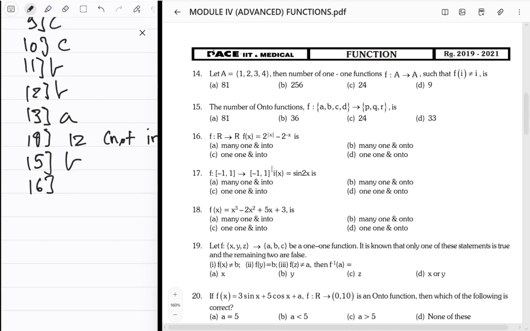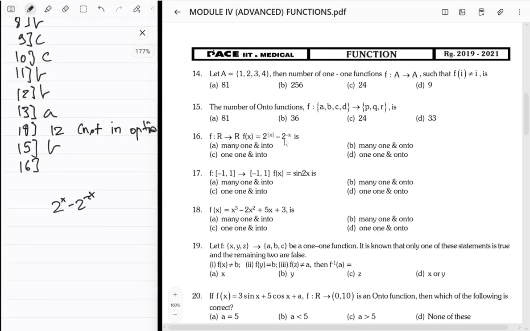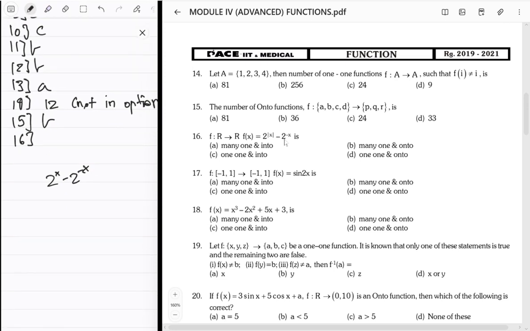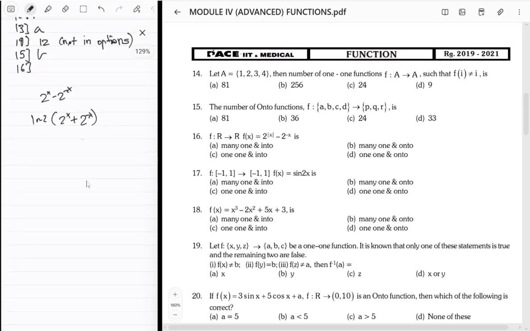16th is f from real to real, f(x) equals 2 power mod x minus 2 power negative x. So whenever x is negative, this is just 0. Whenever x is positive, it's basically 2 power x minus 2 power negative x. Think about this guy's derivative. You can do that, right? Natural log 2 is common. You got 2 power x plus 2 power negative x, which is positive. So it's just increasing throughout. And at x equal to 0, it's just going to be 0, right? So it's continuous, and at x equal to 0 its derivative is not 0, so it's not differentiable.